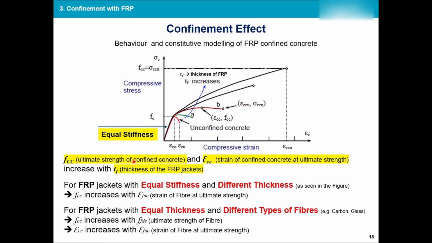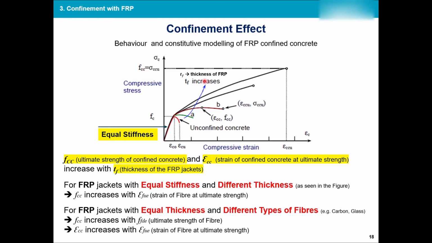So the ultimate strength of confined concrete is now f'cc. Remember this. And epsilon cc is the strain of confined concrete at ultimate strength. So now we're dealing with a new type of strength which has confinement in it. That's why we have double C's over there. This f'cc is equal to the same. So we discussed that the highest stress is actually called strength.